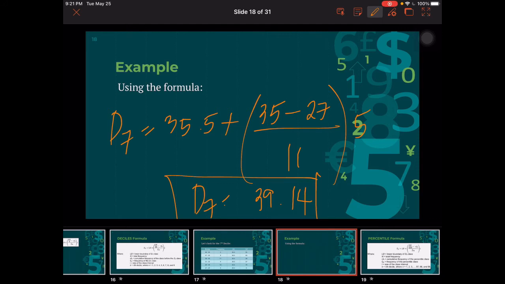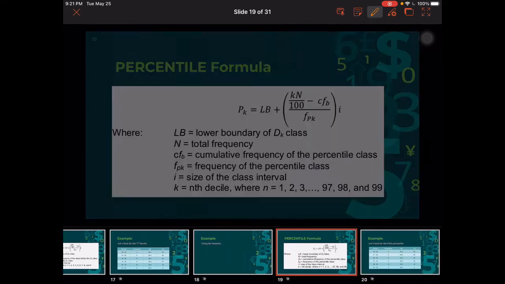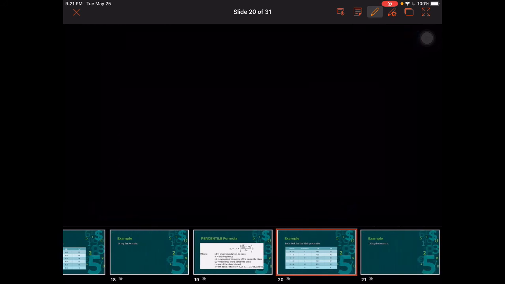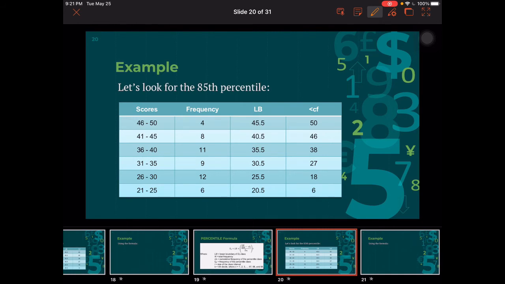Okay? So, this means that 70% of your data falls under the score 39.14. Now, for percentile, makikita nyo ulit, formula is exactly the same. Nagbago lang yung formula natin for position. So, if we're going to apply that, we're going to look for the 85th percentile. Let's look for the position again.